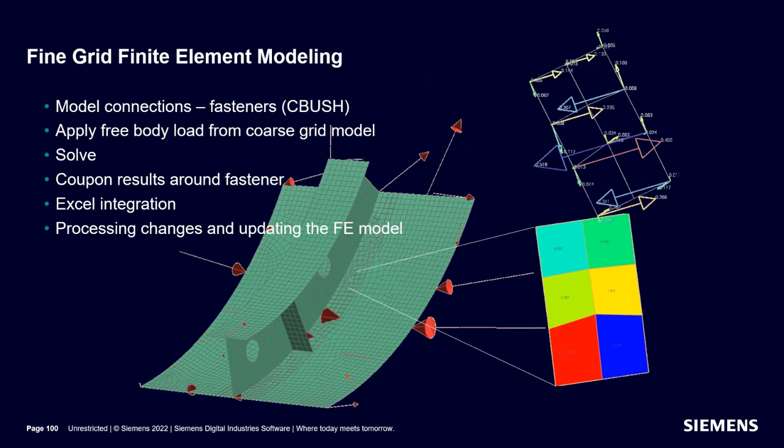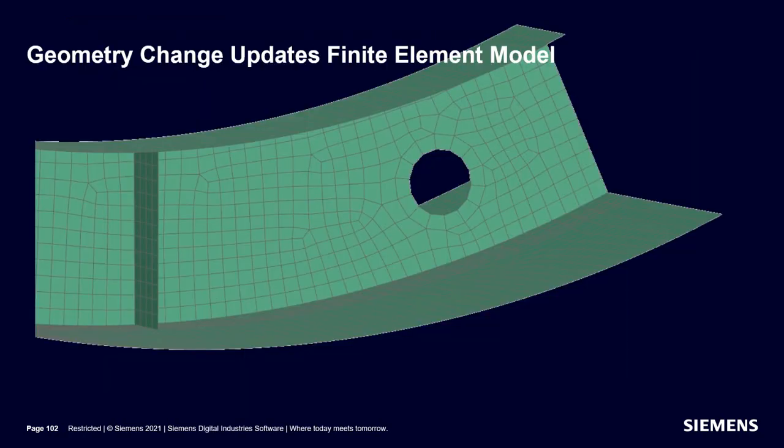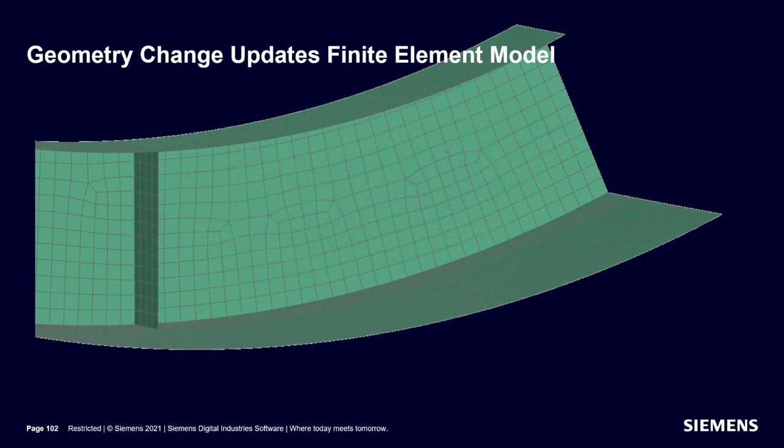Then we'll create a fine grid model of a smaller section of the fuselage and apply the recovered free body loads to it. Then we'll solve and recover results on a coupon around a fastener. Results can easily be exported to Excel. Lastly, we'll see how Simcenter 3D can not only keep the finite element model in sync with the geometry, but enable controlled propagation of change.